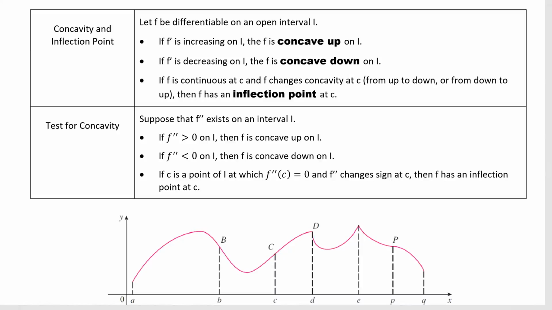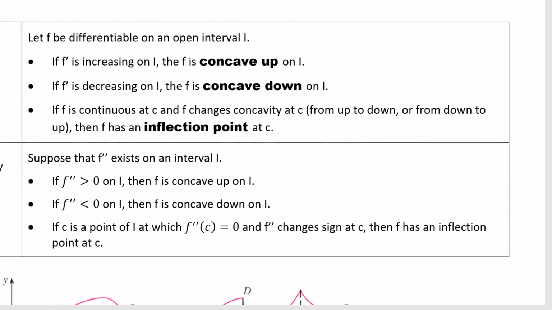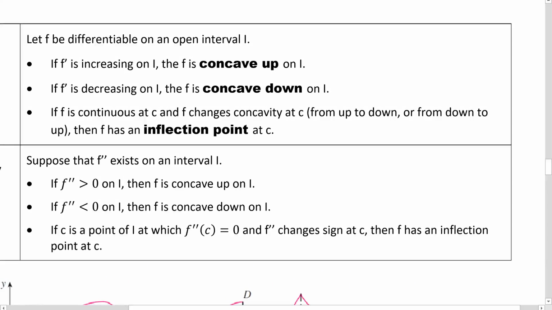Okay, so now let f be differentiable on an open interval I. If f prime is increasing on I, then f is concave up on I. If f prime is decreasing on I, then f is concave down. Okay, so let me draw a picture. I'm going to draw two pictures, this guy and this guy.